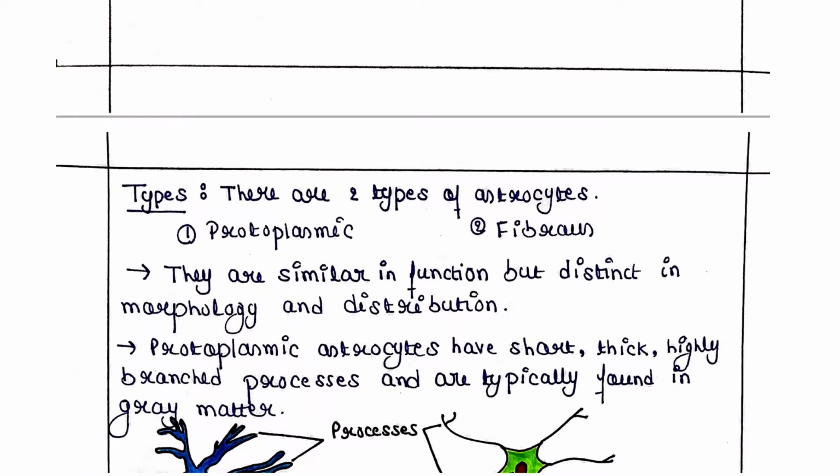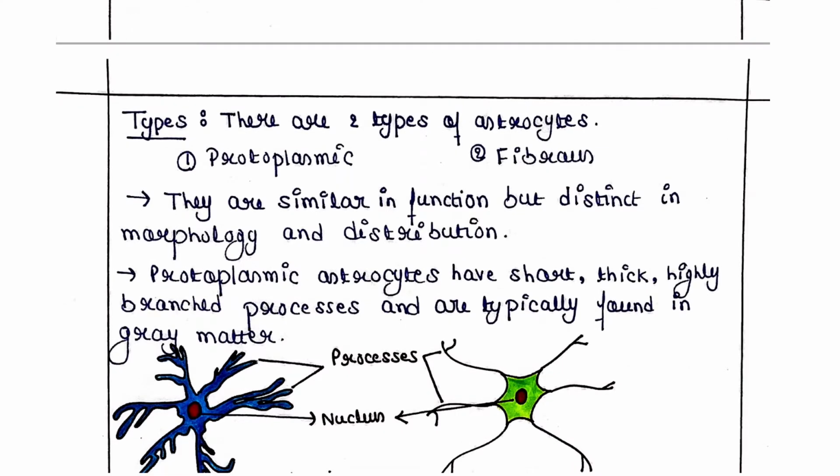Now we will see the types. There are two types of astrocytes. First one is protoplasmic and second one is fibrous. The protoplasmic and fibrous astrocytes are similar in function but distinct in morphology and distribution. They have different morphology and they are distributed differently.